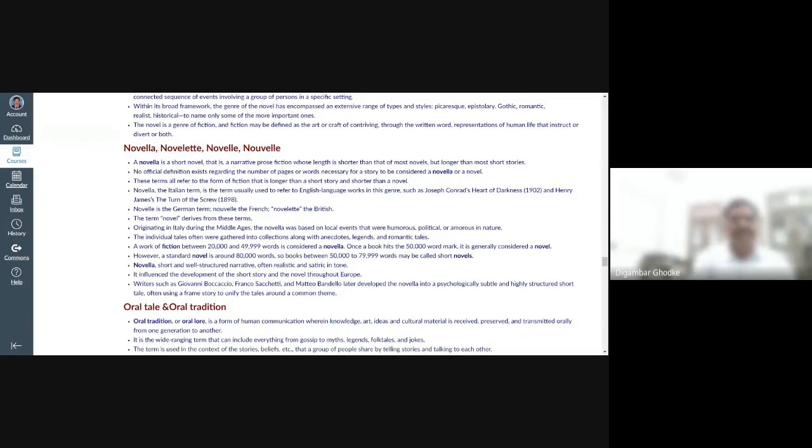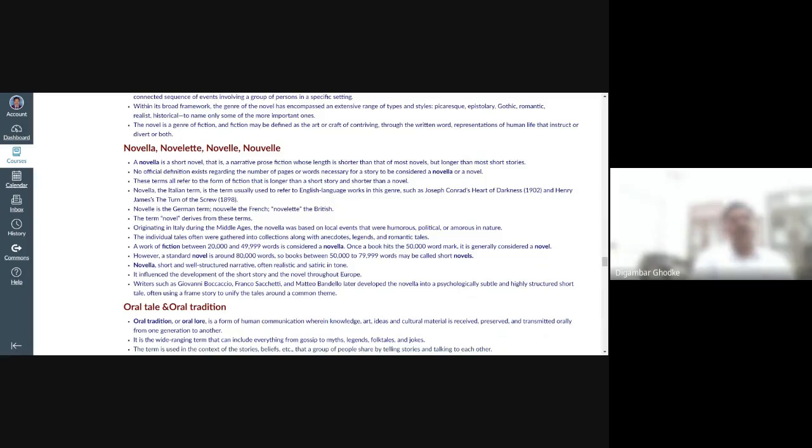So we were saying that the term novel derives from these terms, from novella, novelty, German novelli, and French novelli, and British novelty. It has its origin in Italy during the Middle Ages. The novella was based on local events, which were humorous, political, or amorous in nature. And the individual tales often were gathered into collections along with anecdotes, legends, and romantic tales.